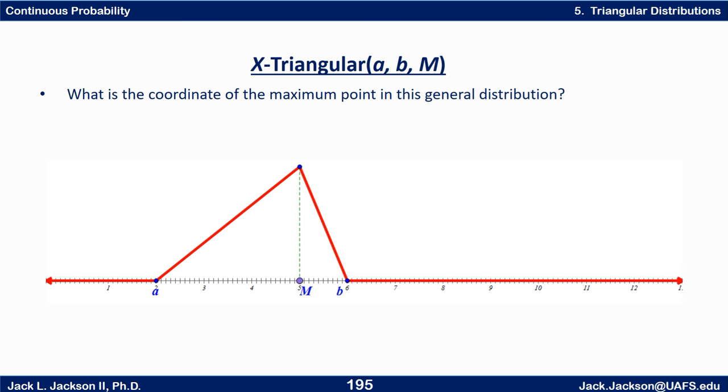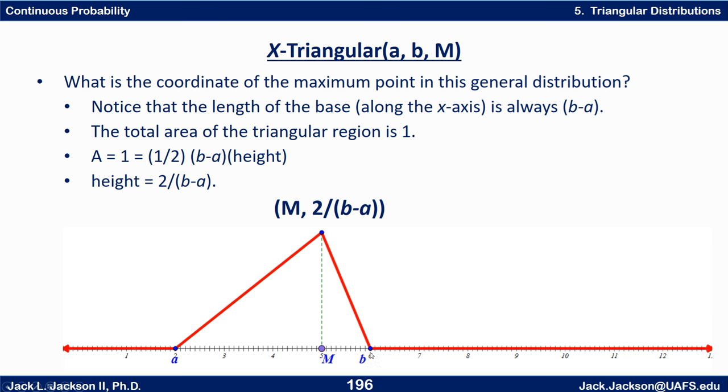In general, what's the coordinate of the maximum point? We've actually worked this out before. We know it's m for the x, and then the y is just the overall height of the triangle. Well, the base is b minus a here, and the height, let's just call it height for right now.